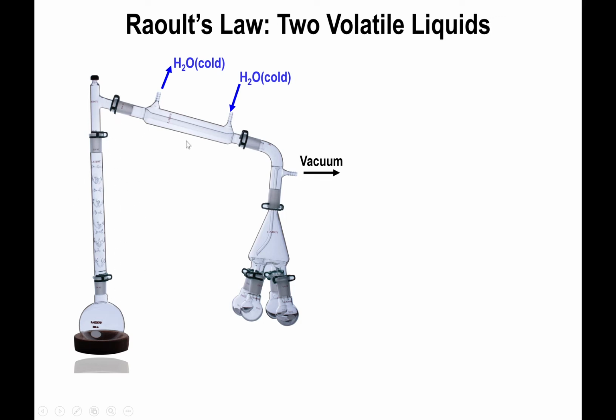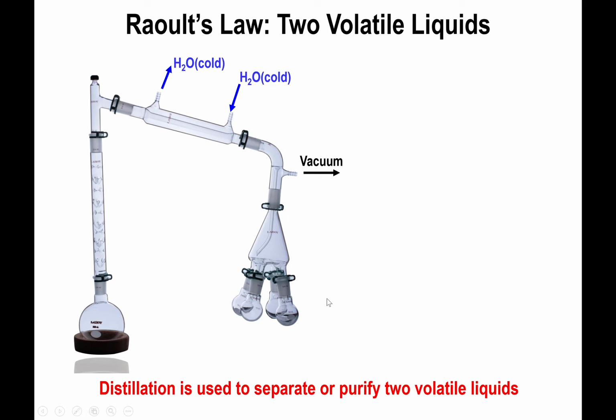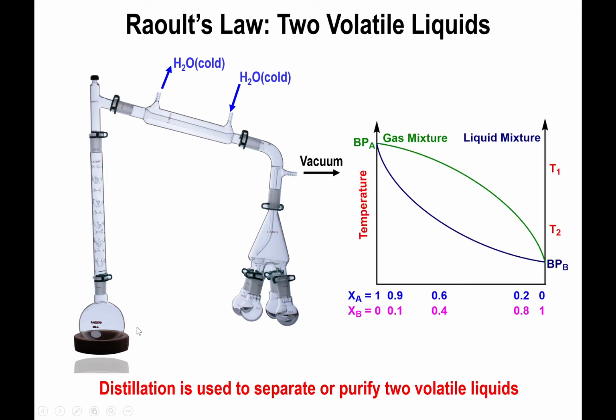So this looks a little bit more elegant than the simple distillation setup I showed you in the previous example. But the premise is almost the same. You're gonna have your mixture here at the bottom, which you're gonna separate, and this mixture is now composed of volatile solvent and volatile solute.